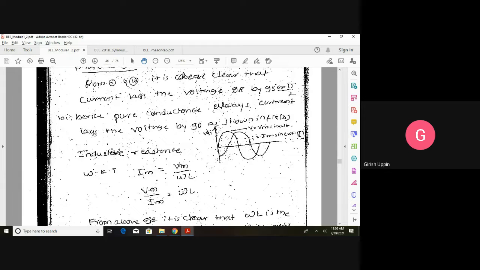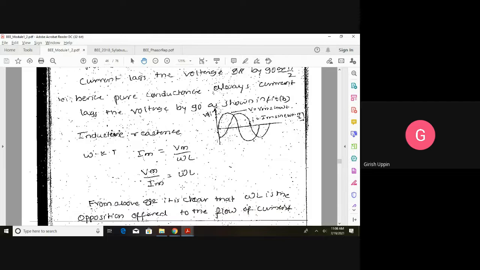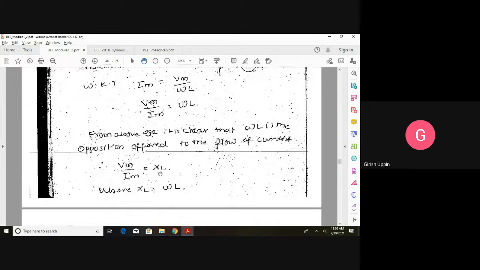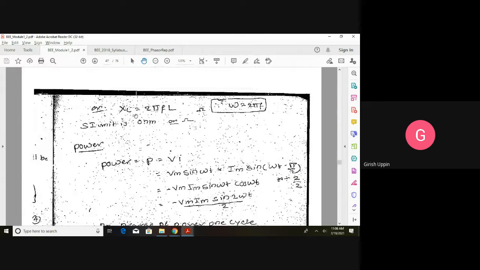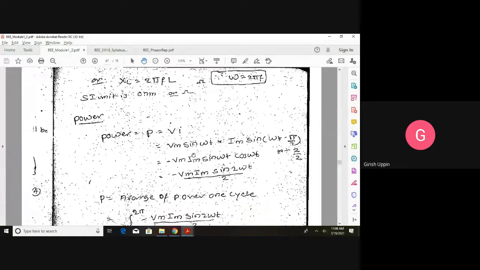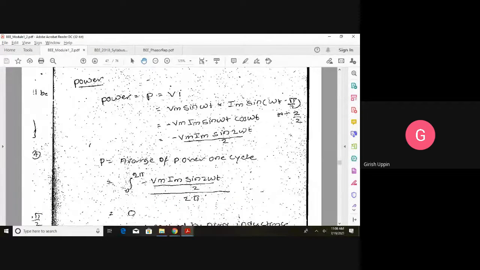How to draw the waveform? First you draw the voltage. This is V is equal to Vm sin omega t, and after 90 degrees current will start. The current will start here. I is Im sin omega t minus pi by 2. Just continue this and join it back. Vm by Im is equal to XL. XL is nothing but omega L, that is inductive reactance. XL is also equal to 2 pi FL, because omega is equal to 2 pi F, and XL is represented in ohms.